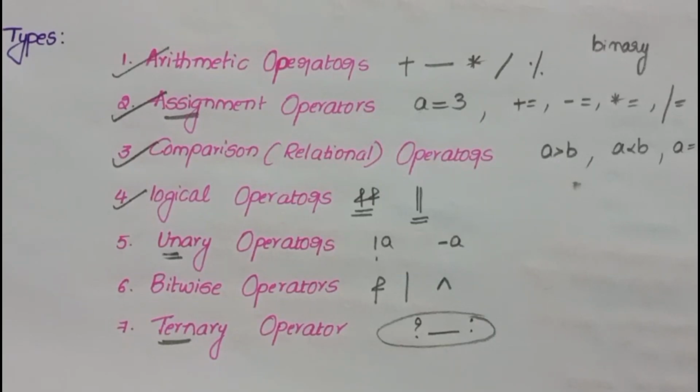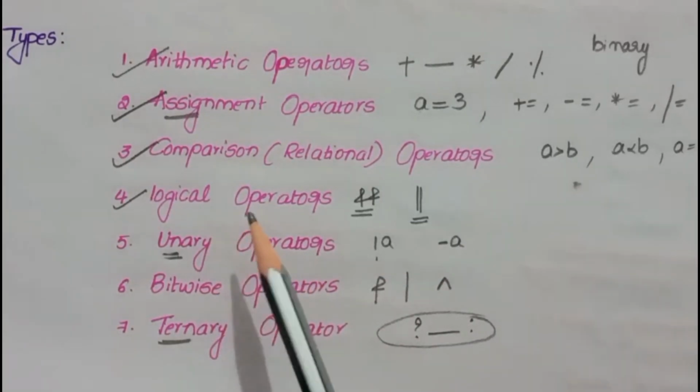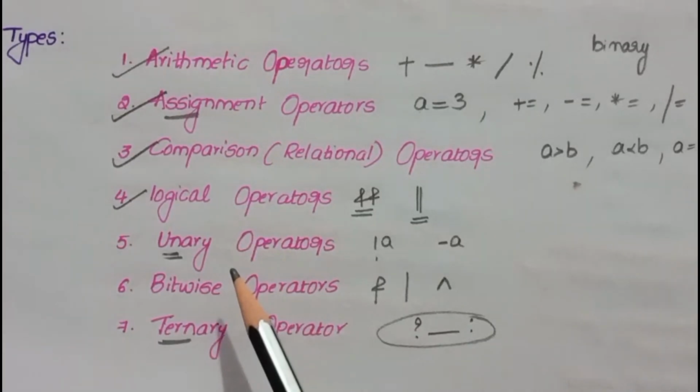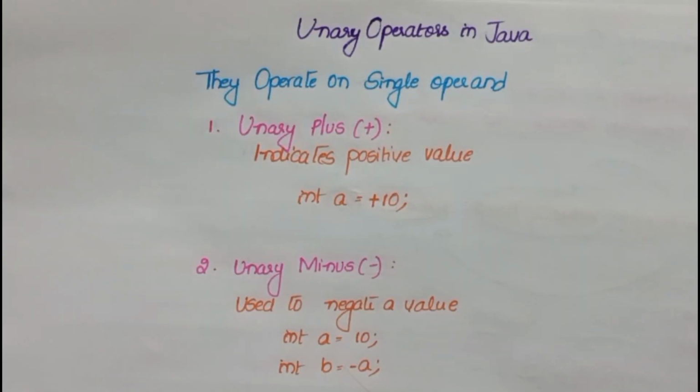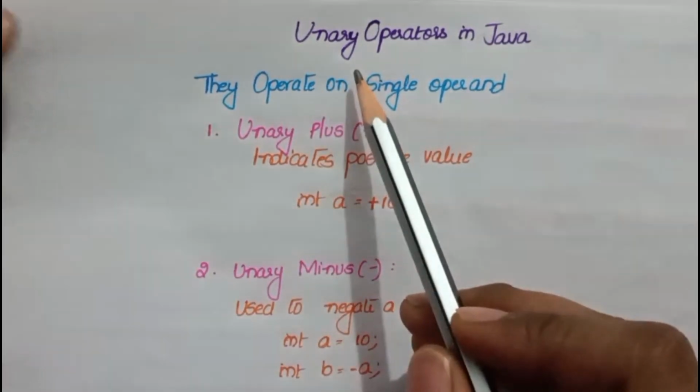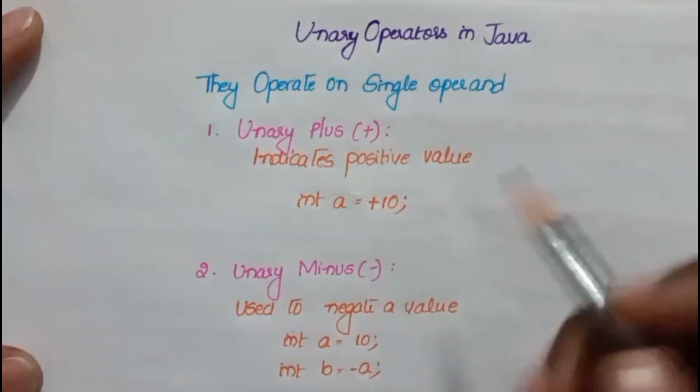In the previous video, we have gone through multiple types of logical operators. In this video, let us go through different types of unary operators in Java. As the name suggests, unary operators will operate on single operand.